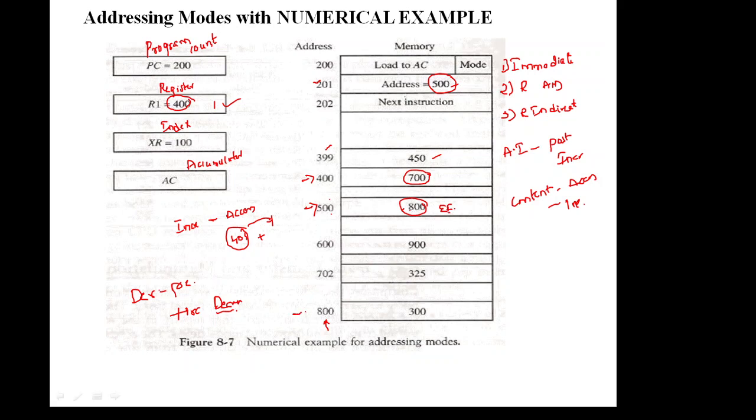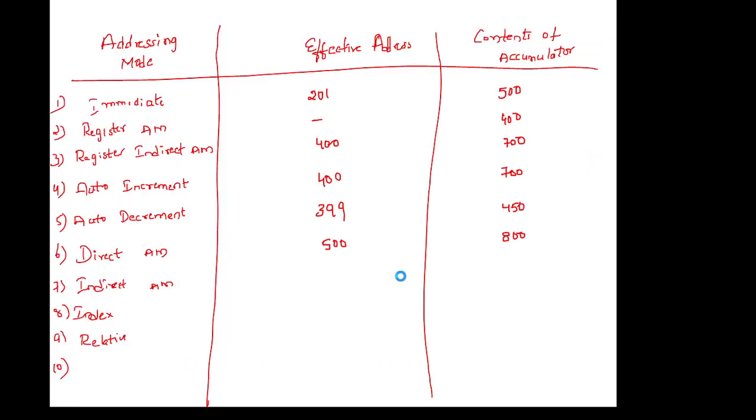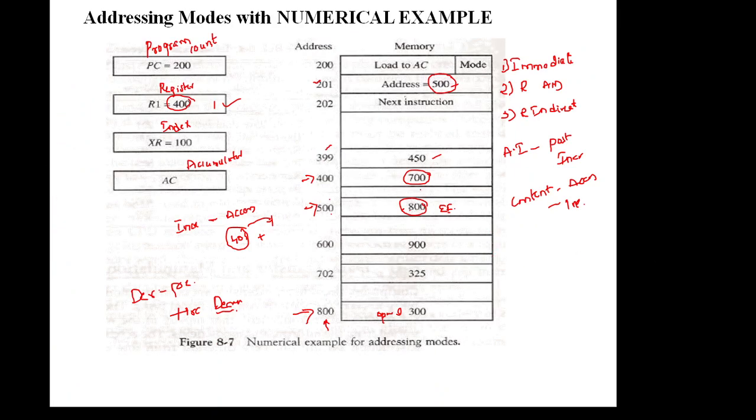Then if we go to 800, we will have the operand, which is the contents of the accumulator. So in indirect addressing mode, the effective address will be 800 and the contents of the accumulator will be 300. First we go to 500, where we find 800. This 800 is the effective address. If you go to 800, we have the contents of the accumulator, that is 300.